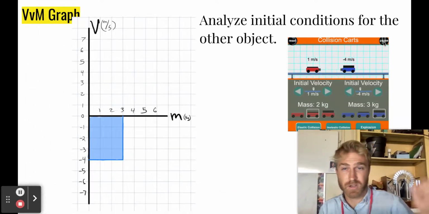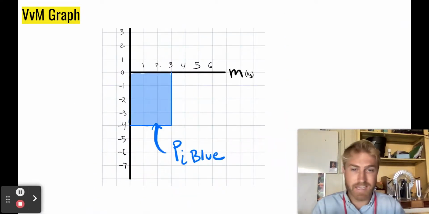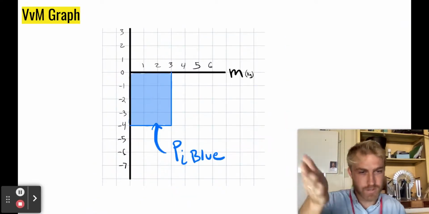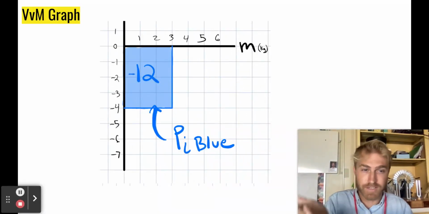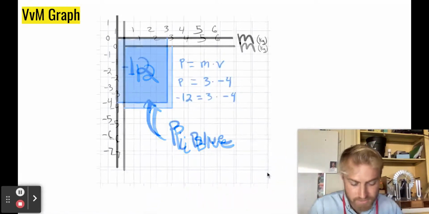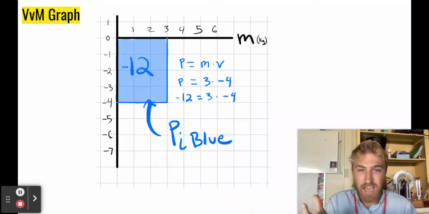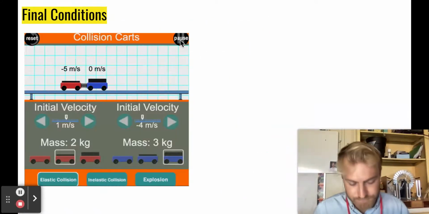Next thing we do is we analyze the initial conditions for the other object. There's the blue cart, and it has a negative velocity, so that's why that one looks different. The same thing, we have the initial momentum visualized in this graph by looking at the area. It's got negative 12 kilogram meters per second of momentum. And that checks out if you do the math. P equals m times v. The numbers work that way too. You can do the formula or you can look at the graph.